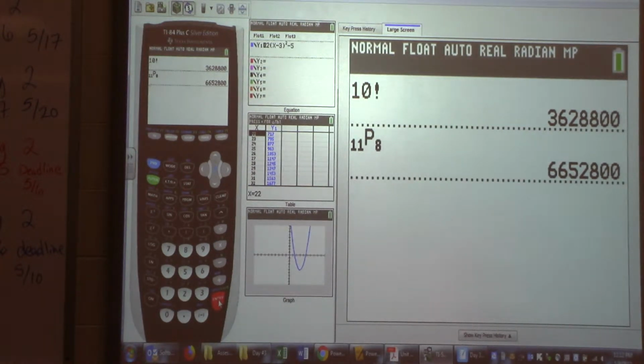So if you have an older calculator, what you're going to do is you put your N in, then you're going to hit NPR, then you're going to put your R in.